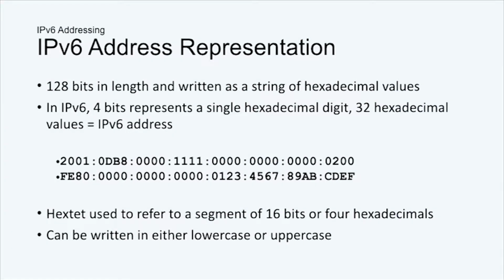So let's compare what they look like physically. Compared to an IPv4 address, which we've talked about in past video lectures, it's a 32-bit address. IPv6 addresses are 128 bits in length, so much larger. It's written as a string of hexadecimal values. In IPv6, 4 bits represent a single hexadecimal digit, compared to an IPv4 address, where 8 bits represent what we call an octet.